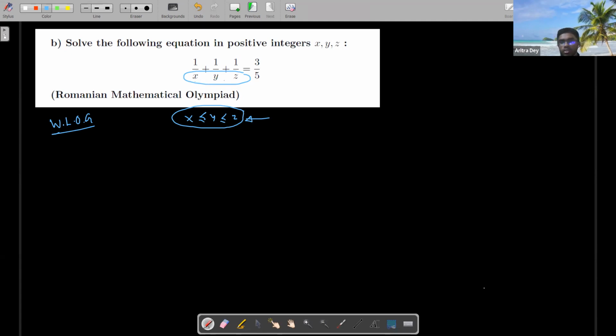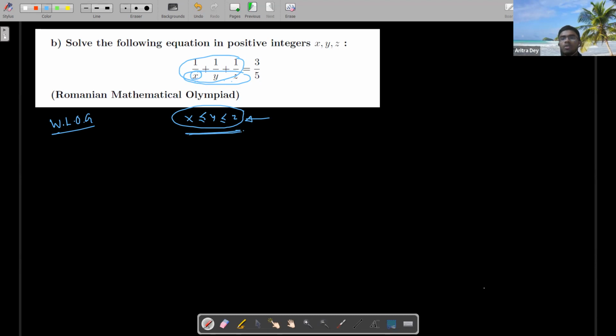If you just change x by y, y by z, z by x, you can check that nothing actually gets affected in this particular problem. If you replace x by z and z by x, you are just changing the positions of x and z. This side will never get affected at all. So I can assume that x is lesser than y and lesser than z. This is a very helpful thing.